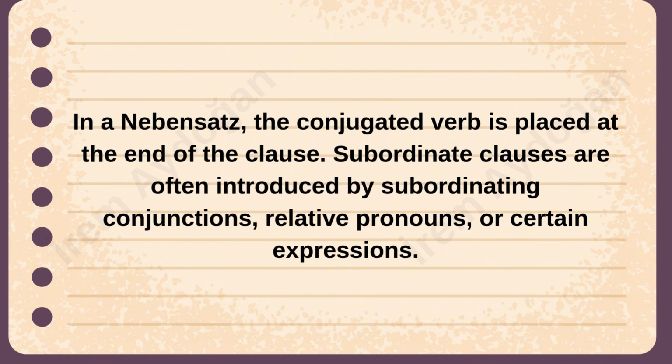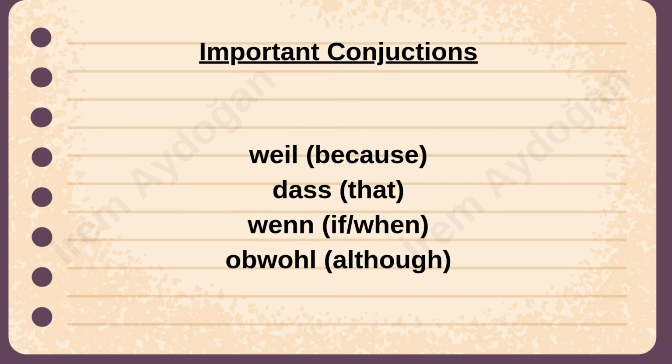Here are the important conjunctions: weil means because, dass means that, wenn means if or when, obwohl means although in English, and we're going to see the usage of weil, wenn, dass, and obwohl in the next part.